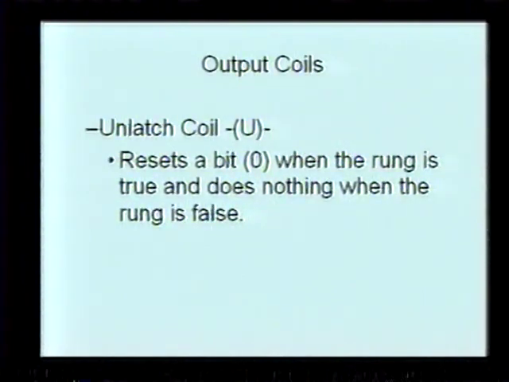An unlatch coil would look like a regular coil with a U in it. It resets a bit to 0 when the rung is true and does nothing when the rung is false. So whenever you have a latching coil, you need a corresponding unlatching coil.